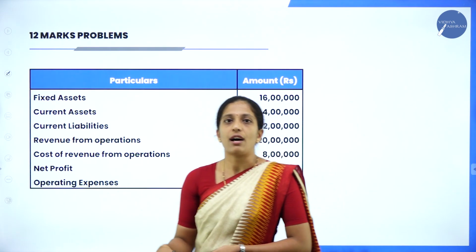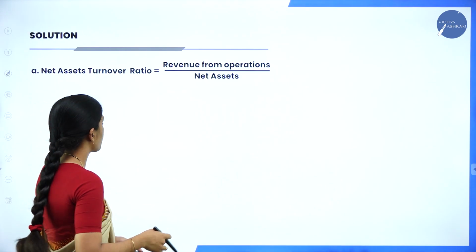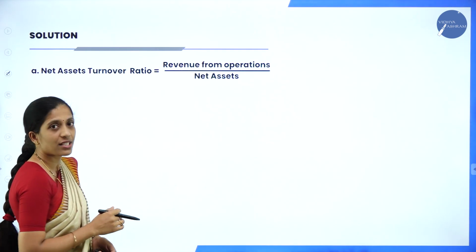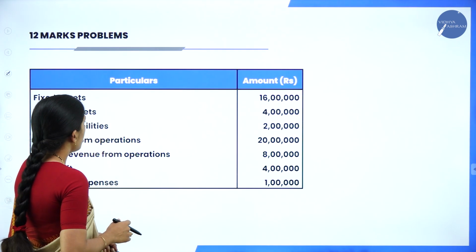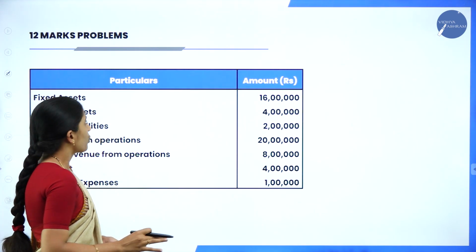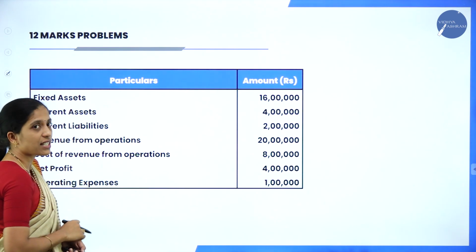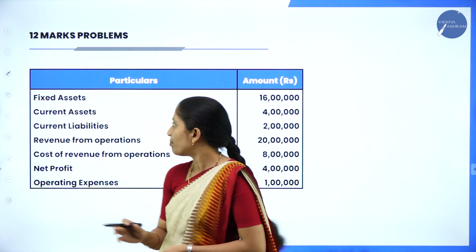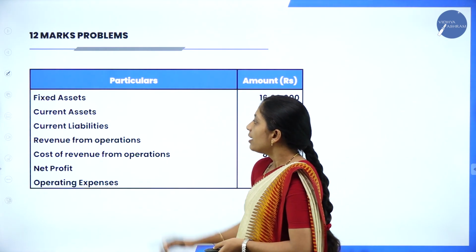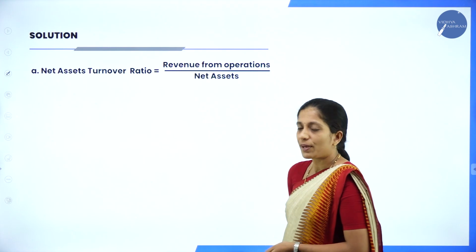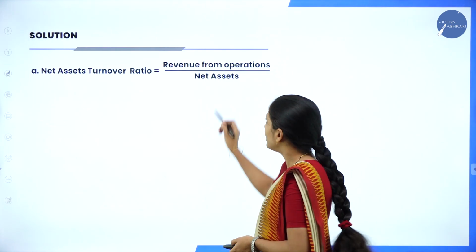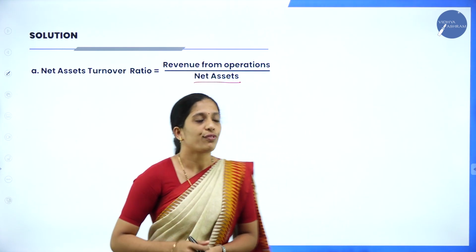Now how to find out the respective ratios? For net assets turnover ratio, your formula is revenue from operations divided by net assets. If you see the question, they have not given net assets. So how to find out? Your formula is fixed assets plus current assets minus current liability, so that you will get the net assets. Revenue from operations they have already given, 20 lakh. So we have to find out the net assets now.